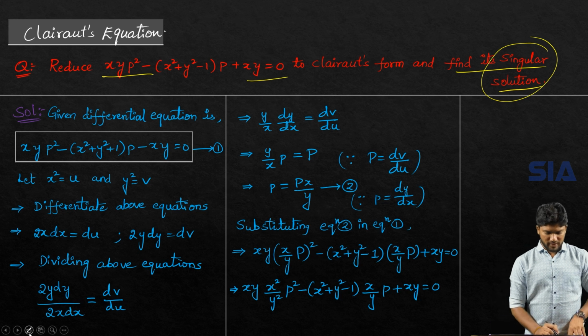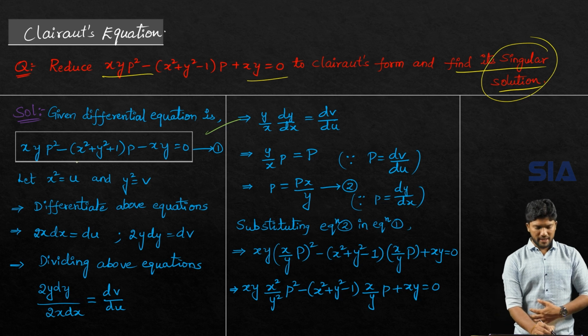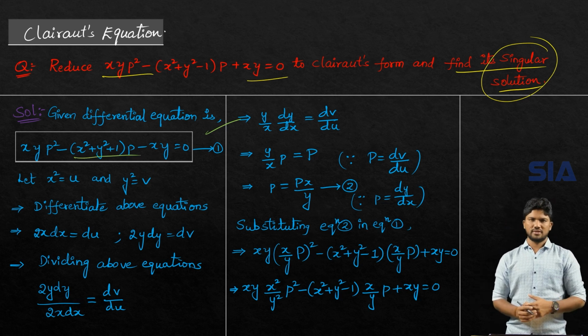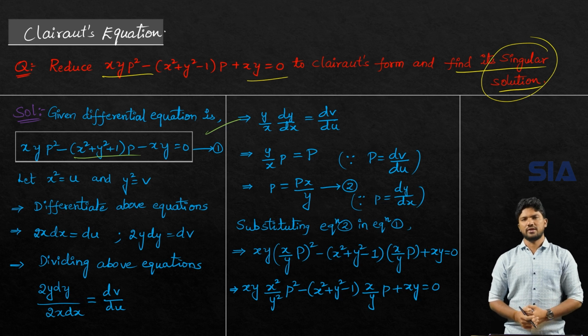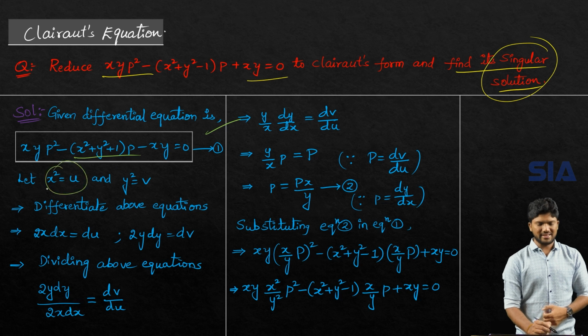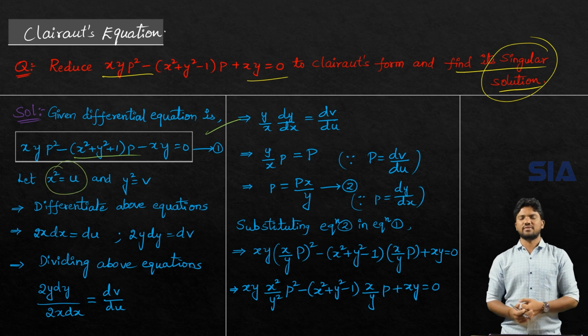First of all, see that the given differential equation is xy p square minus (x square plus y square minus 1) p plus xy equal to 0, taken as equation number 1. We are going to find the singular solution by using Clairaut's equation. First of all, we have to convert this differential equation into Clairaut's form. To convert to Clairaut's form, definitely we have to take the aid of two substitution functions.